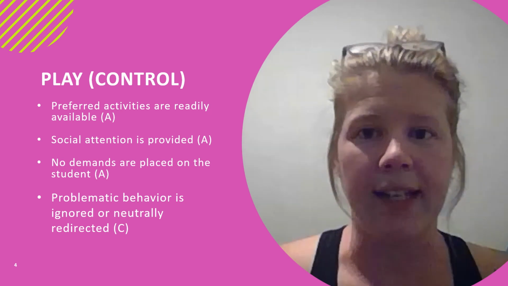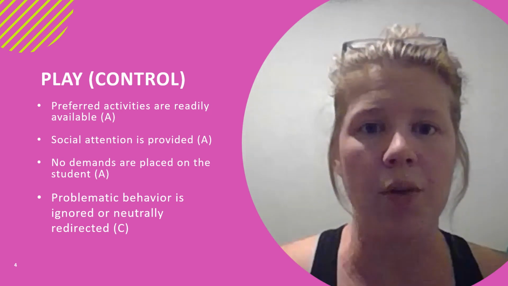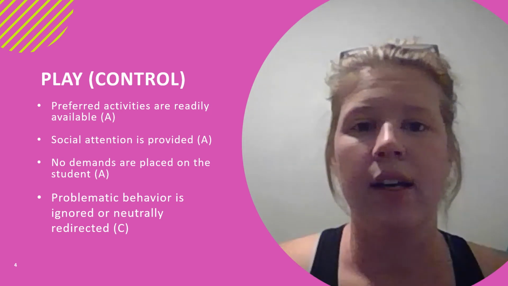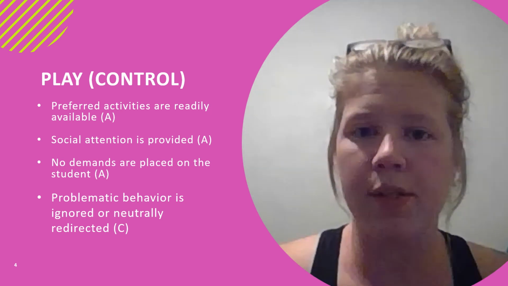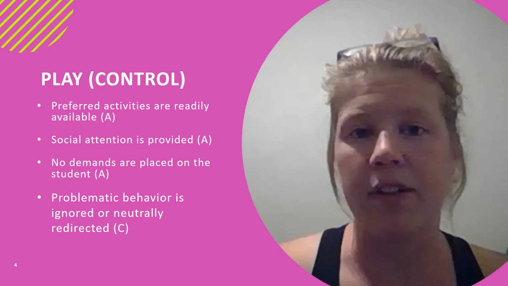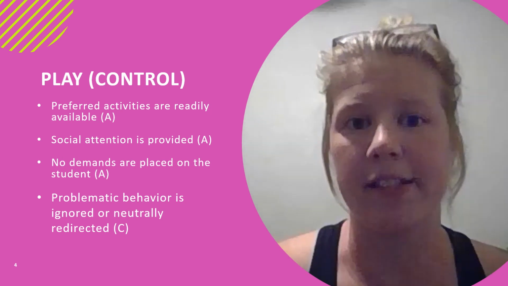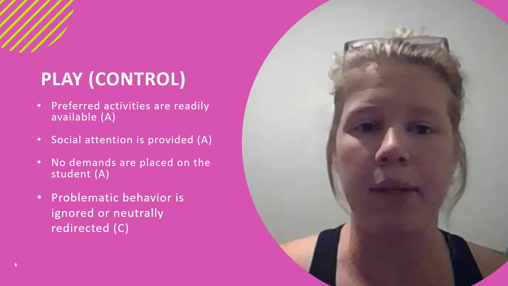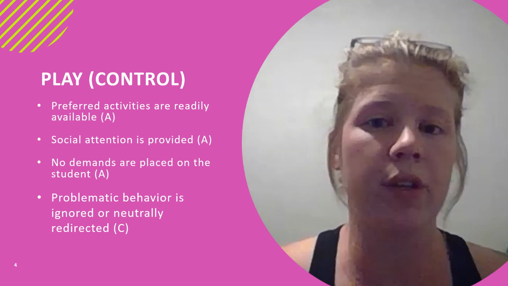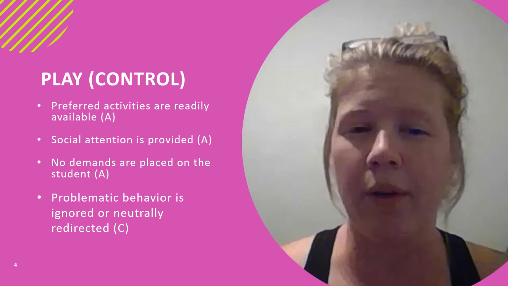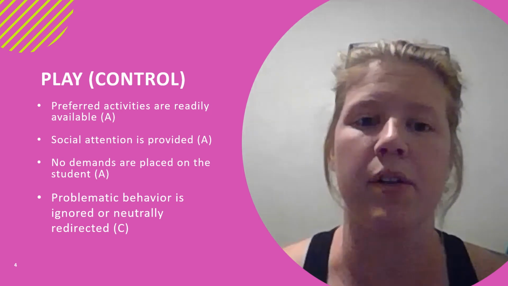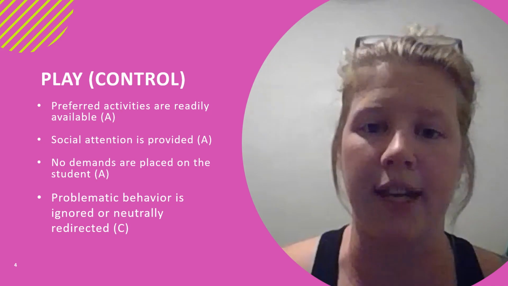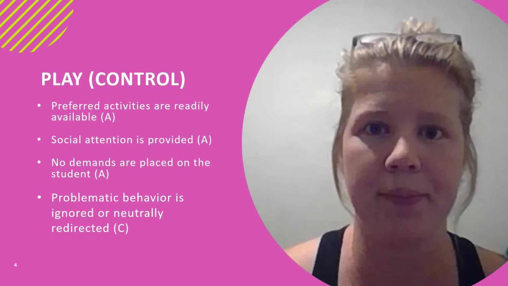In our play condition, the student is allowed to access toys to play with freely, and social attention is provided. These could all be considered pretty motivating for a student, and they're considered antecedents in our 3-part contingency. The consequences for problem behavior in a play condition would just be to completely ignore a problem behavior or neutrally redirect it. The stakes are pretty low in a play condition, and this allows us to really observe behaviors that may occur spontaneously so that we can effectively plan strategies for intervention.